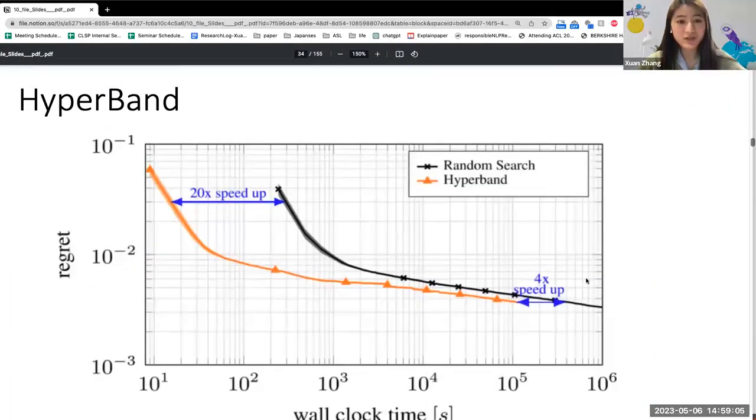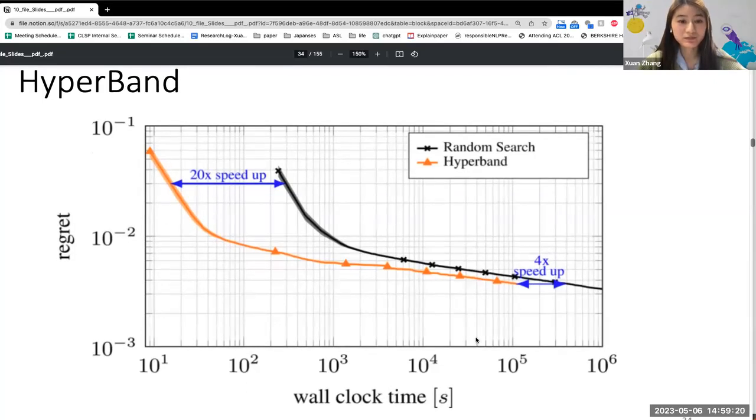This figure demonstrates that hyperband performs better compared to random search. It can accelerate hyperparameter search by 20 times when training resources are limited. Any questions for hyperband and successive halving? No, okay, we can go. Good, thank you.